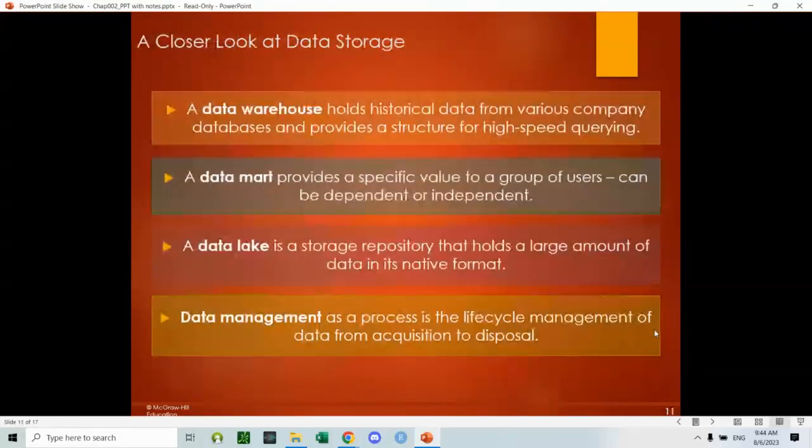All right, so a closer look at data storage. There are several types of data storage, some of which are explained here. A data warehouse provides storage for historical data in a format that is good for high-speed queries. So this is good for order history or looking up basic information.